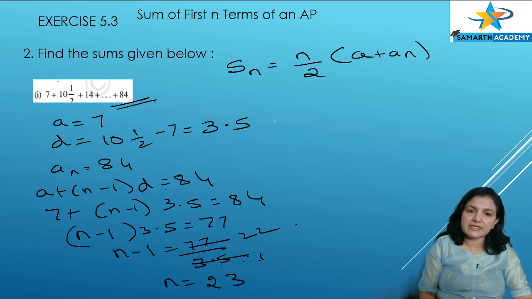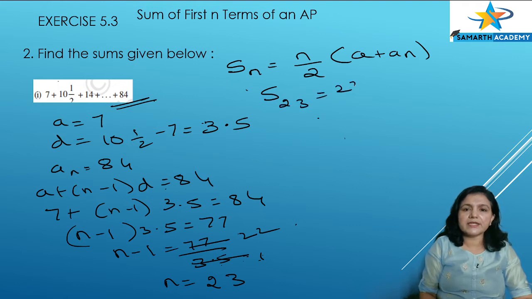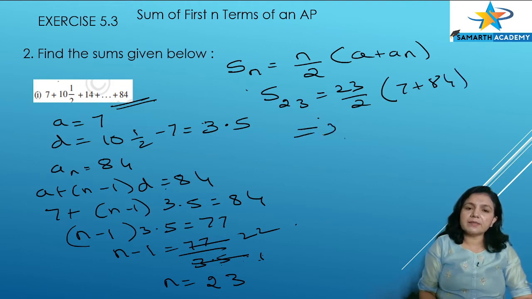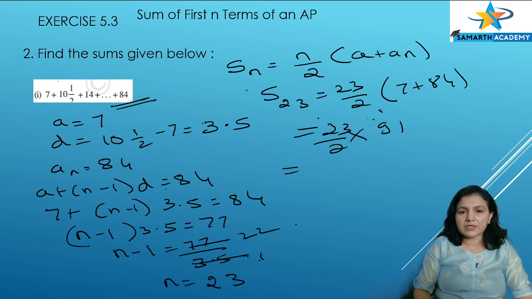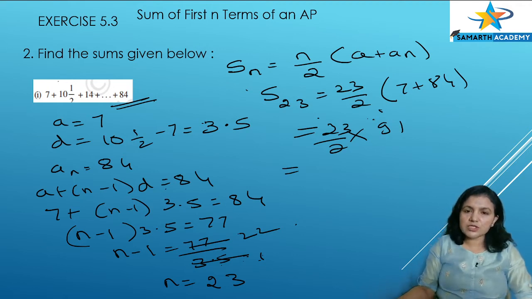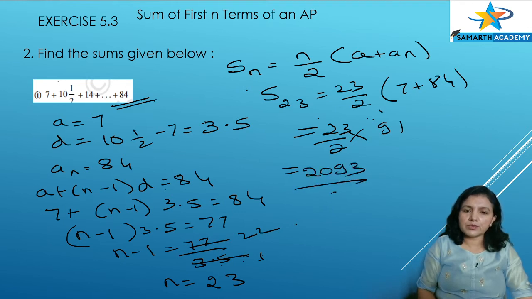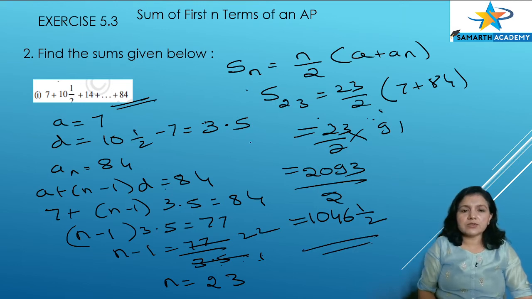Now we will find Sn. The number of terms is 23, so S23 equal to 23 by 2 into (first term plus last term). That is 23 by 2 into (7 plus 84), which is 91. So multiply this. What is 23 into 91? That is 2093 by 2. You can also convert this into a mixed fraction. This becomes 1046 and a half. So this is the answer.